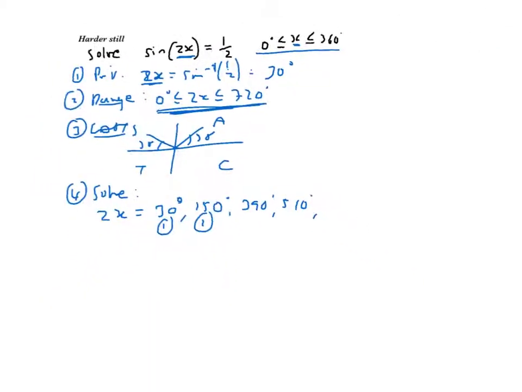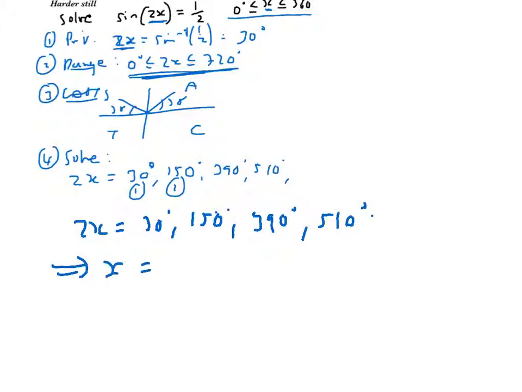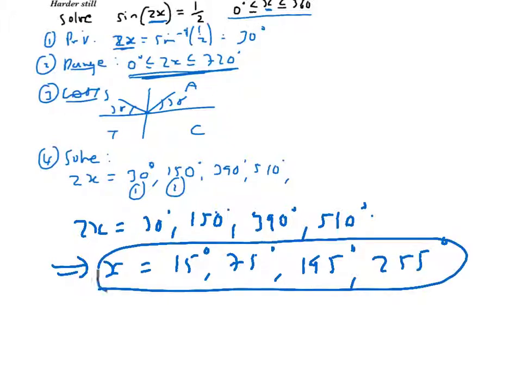Therefore, my solutions are 2x equals 30 degrees, 150, 390, and 510. But remember, the question's asking just for x, so I need to do that final division by 2. 195 and 255 at the end. This is my final result. I didn't have to draw complicated transformed graphs. All I had to do was change the range, and it's done.